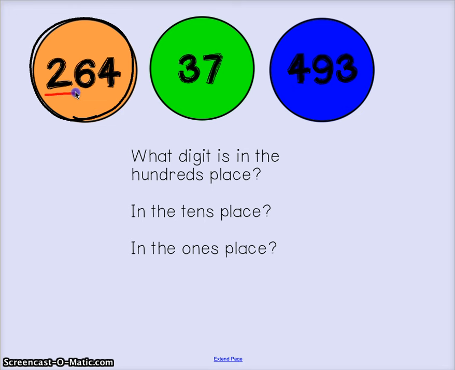So we have 200. Miss Holkern, what's the value of a 2 in the hundreds place? Good question, Miss Anderson. The value is 200. So if I'm asked the digit, what would my answer be? 2.